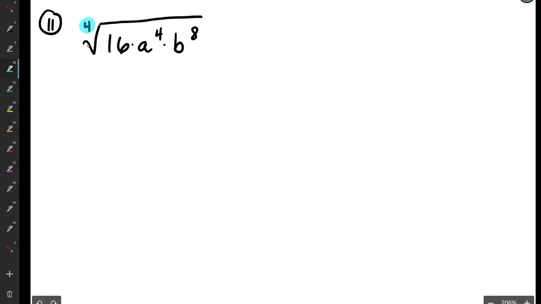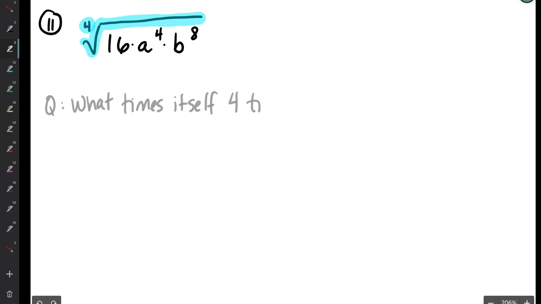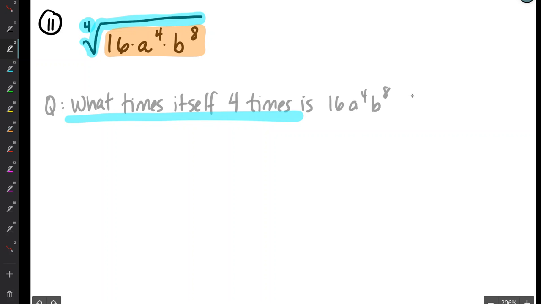This one is a 4th root instead of a cube root. So that part is asking me what times itself 4 times is what they're showing us underneath. 16 a to the 4th b to the 8th.